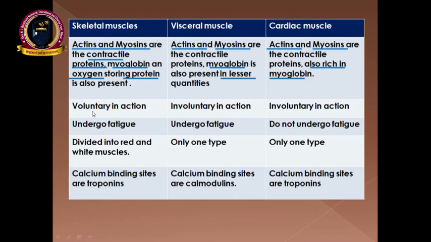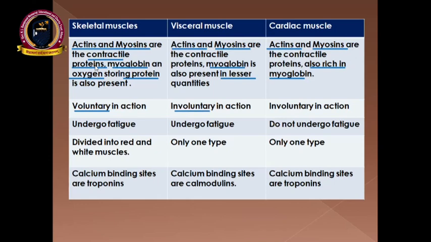Skeletal muscles are voluntary in action. Voluntary in action means their activities are controlled by the nervous system, the central nervous system, and these are the activities of the muscles of which we are aware, we are conscious, we think and take those decisions for the muscular activities. So they are voluntary.